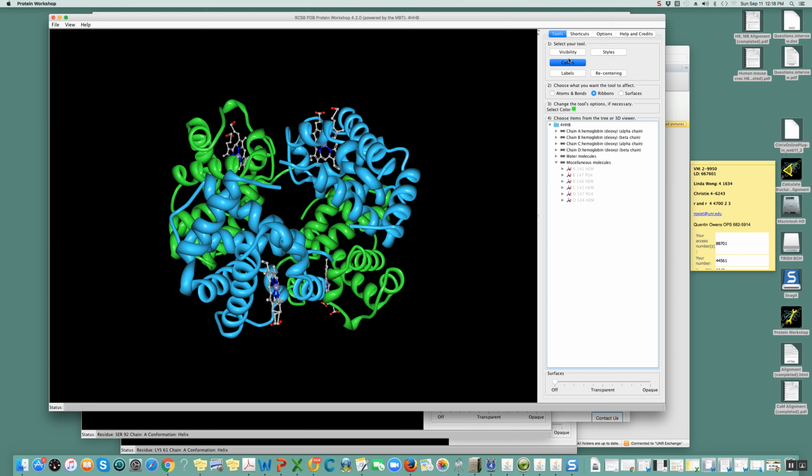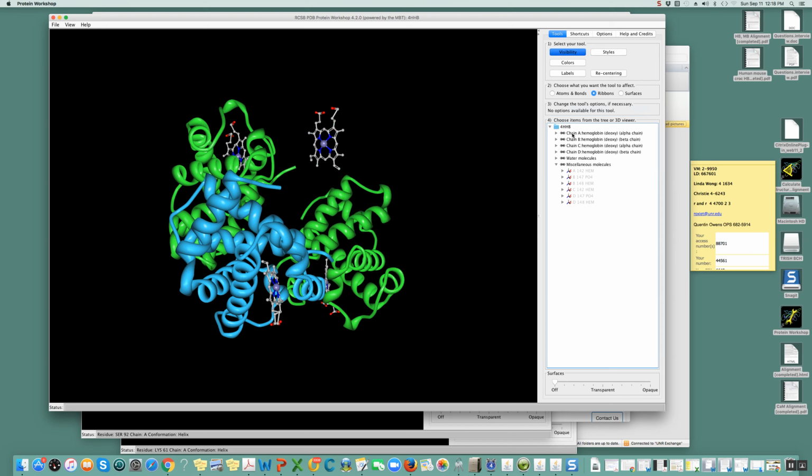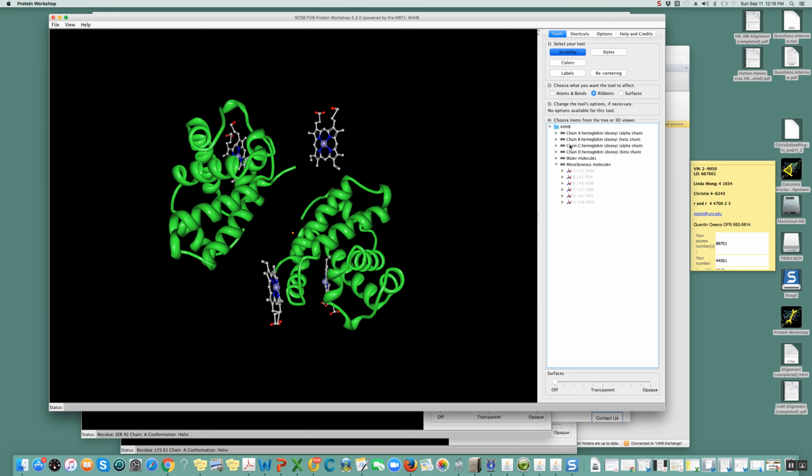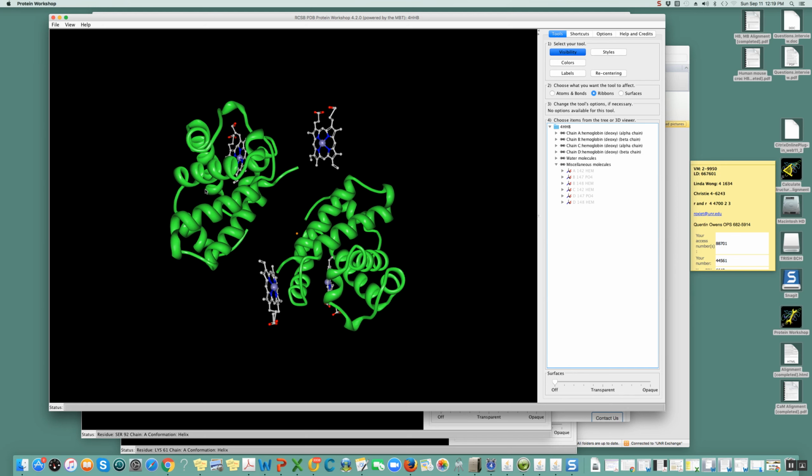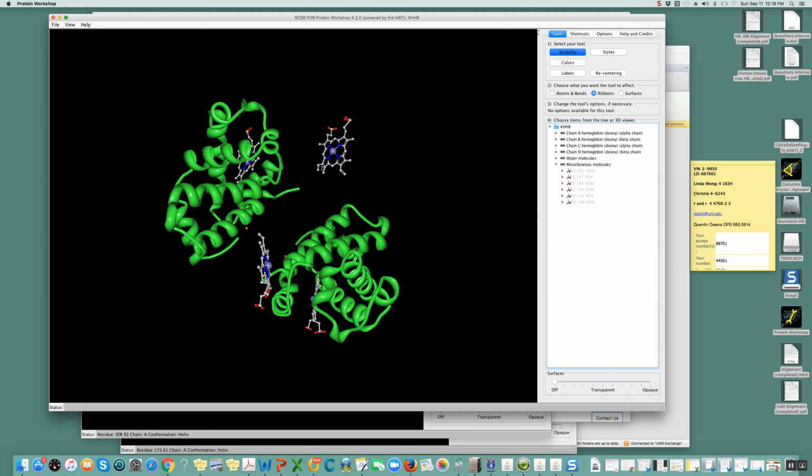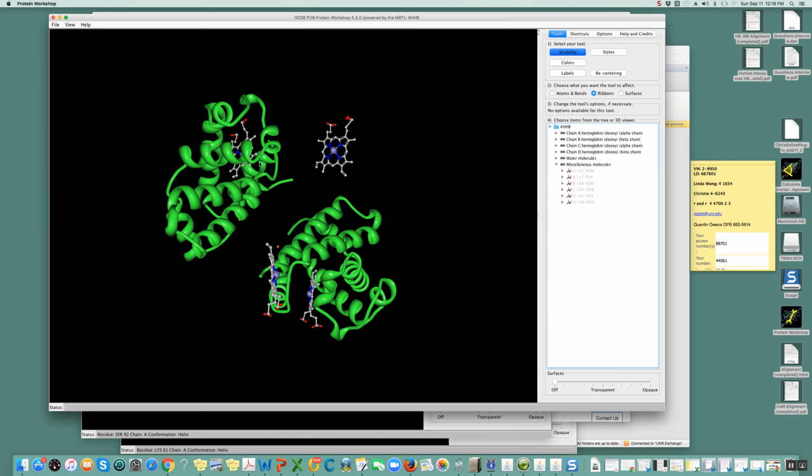Let's make those visibility ribbons. So if you make the A chains go away, like that, and then like that, you can see that in fact we have 4 chains. Now, this one that we're looking at here is actually again in the deoxy form. So you can see that we have a heme group, but with no oxygen bound.